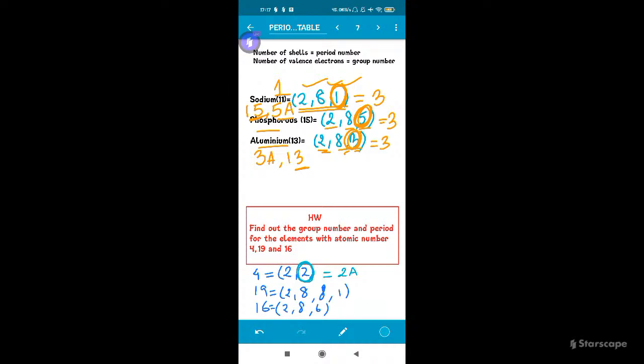Now for the next case, the valence electron is 1. That means it belongs to 1 or 1A. You can write either. And for the third one, it is 6. That means we can either write 6A or we can write 16. Now talking about the period number, the first element has 2 shells, so it belongs to the second period. The second element has 4 shells, that means it belongs to the fourth period. And the third element has 3 shells, so it belongs to the third period. So this is the answer of the first question.